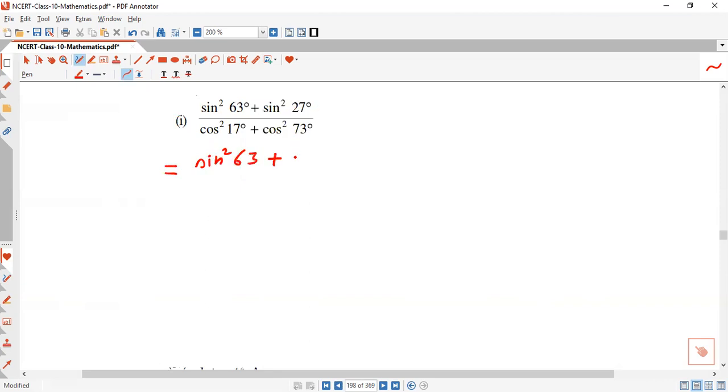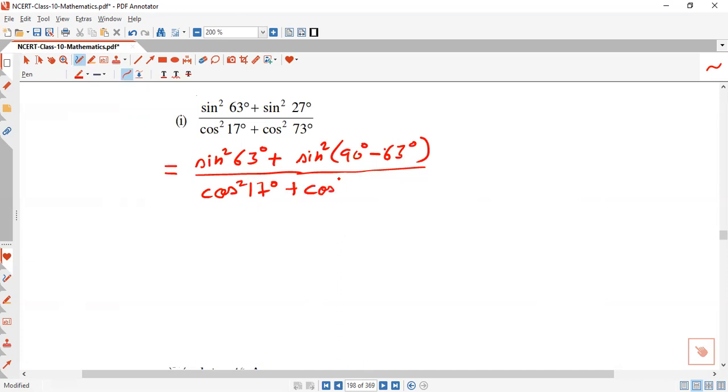The 27, I can write down this way: sine square of 90 degree minus 63 degree, divided by cos square 17 degree. And this second part can be written as cos square of 90 degree minus 17 degree.